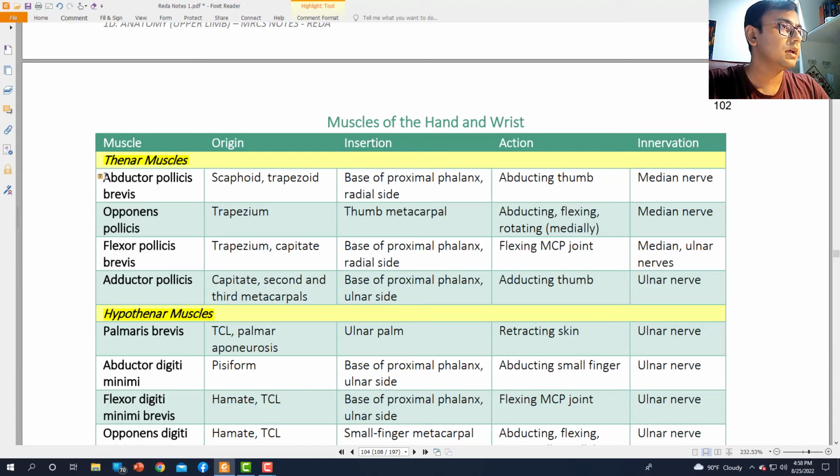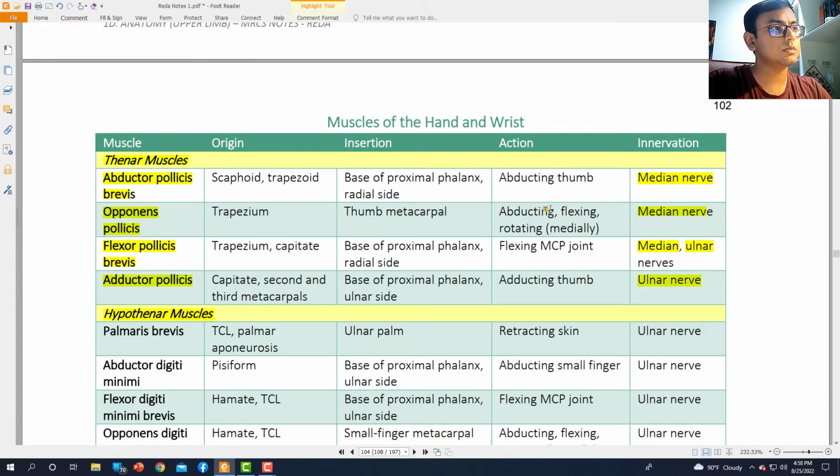Let's see. Abductor pollicis brevis, opponens pollicis, flexor pollicis brevis, adductor pollicis. Here the median nerve, and median and ulnar nerve. So flexor pollicis brevis has a dual nerve supply. Okay, try to understand: flexor pollicis brevis has two nerve supplies.